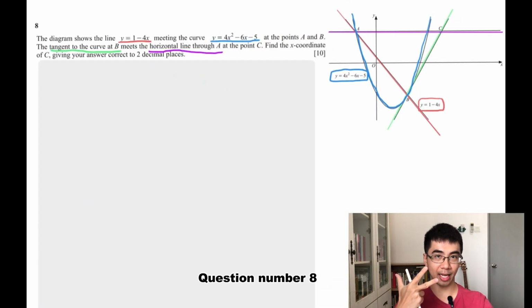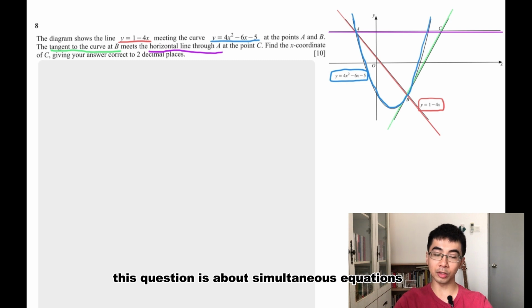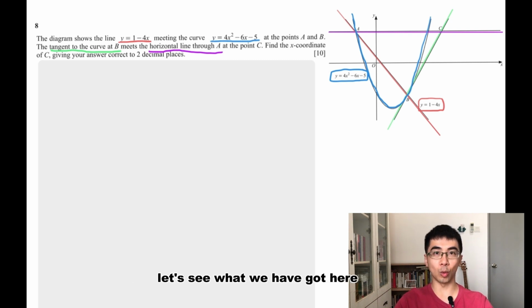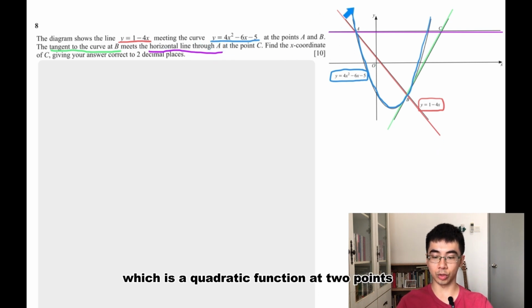Question number 8. This time, this question is about simultaneous equations. So let's see what we have got here. First of all, we have a red line. This straight line is meeting the curve, the blue one, which is a quadratic function, at 2 points, the point A and point B.